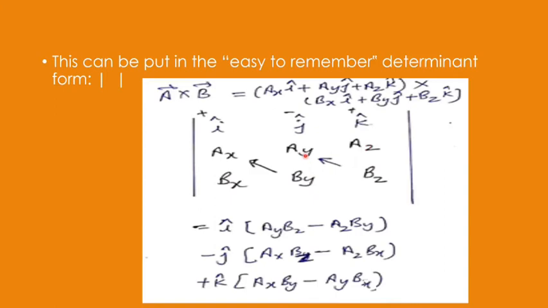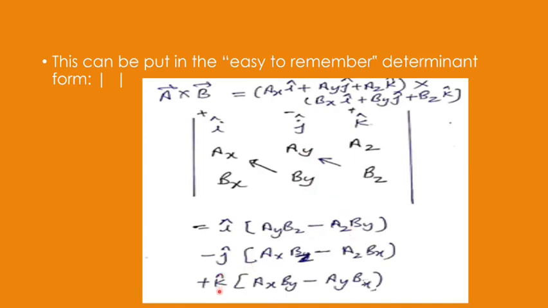Similarly, when you want to take the multiple of J cap, you will be ignoring this row and column of J. This will go. This will also go. So you will be coming with BZ AX, or you can write AX BZ minus AZ BX. For this, it is moving upward minus the other term. You have to keep this thing in your mind.